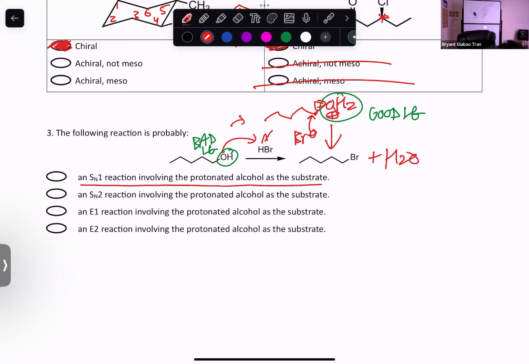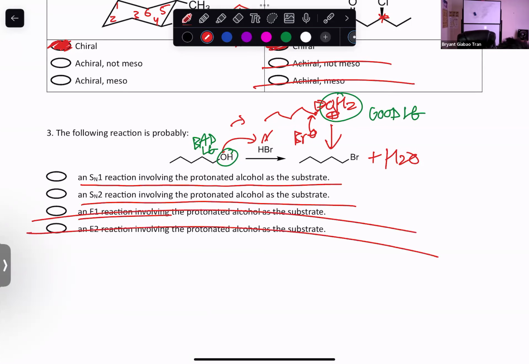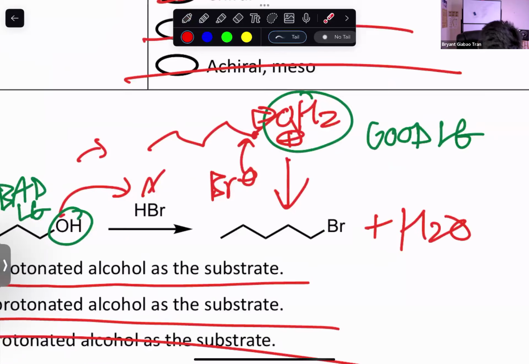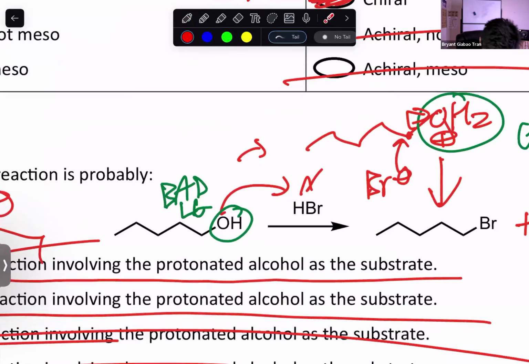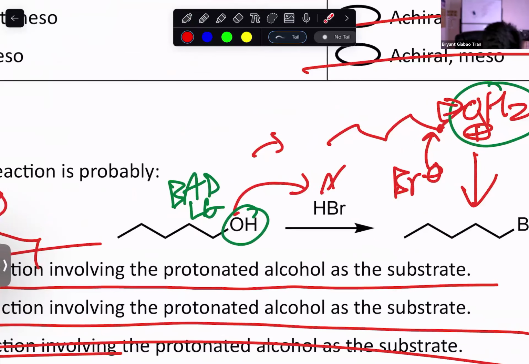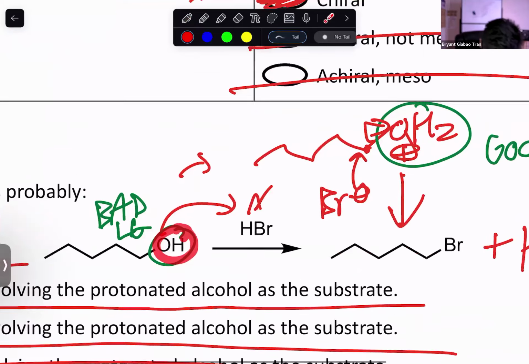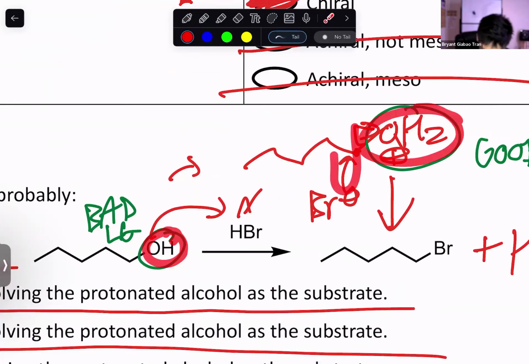So, SN1 reaction involving the protonated alcohol as a substrate, or SN2 reaction. So not E2, not E1, we didn't form double bonds there. Not SN1 because SN1 forms a carbocation. No carbocation was formed in this mechanism, so get rid of that. SN2 reaction was performed because this bromine here attacked that substrate and kicked out the leaving group at the same time. SN2. Nucleophile attacks the electrophile, kicks out the leaving group at the same time. Right, but we couldn't do that originally because we didn't have a Br minus, and this is a bad leaving group. We had to convert that bad leaving group into a good leaving group first, and then do that attack.